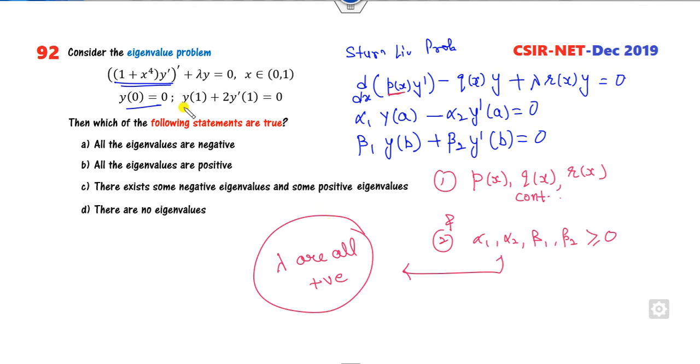You can check that, compare them. This is my 1, this is my 2, this is my 1. So this property is satisfied. p(x) is 1 plus x^4, q(x) is 0. So 1 plus x^4 is a continuous function. q is 0, r is 1, all are continuous. So the eigenvalues are all positive is the correct answer.